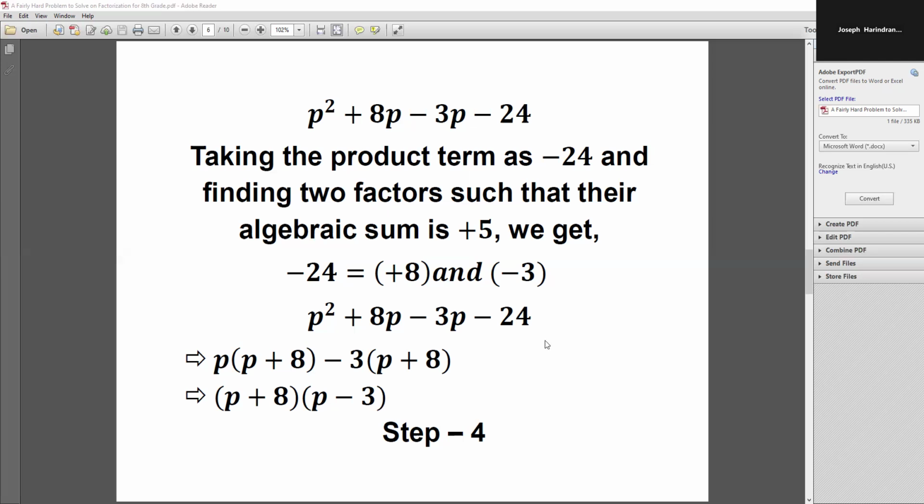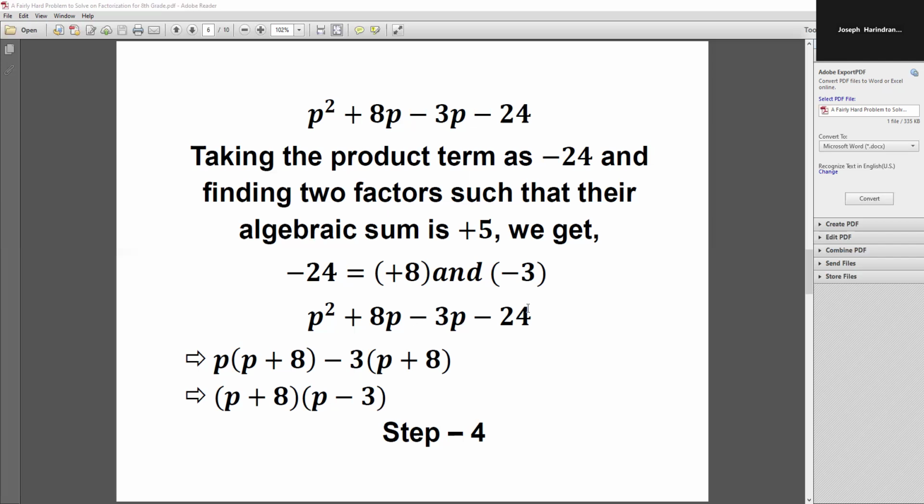So a trinomial has 3 terms, and we have split the middle term into 2 and we get 4 terms now. After getting these 4 terms, we can easily group them, the first 2 terms and the last 2 terms, and factorize easily. In the first 2 terms, p squared plus 8p, we can take p as common factor, p into, within brackets, p plus 8.